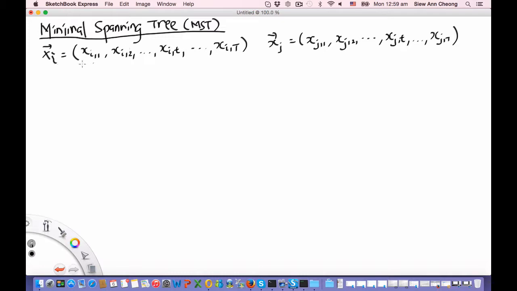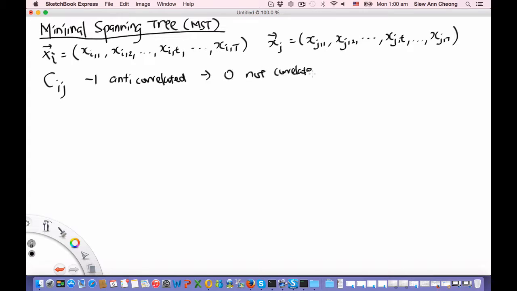Now we start from two time series xi and xj. Suppose their cross correlation is Cij, and we know that this ranges from -1, which is anti-correlated, to 0, which is not correlated, to +1, which is correlated. And we want to define some kind of distance measure based on the cross-correlation matrix.